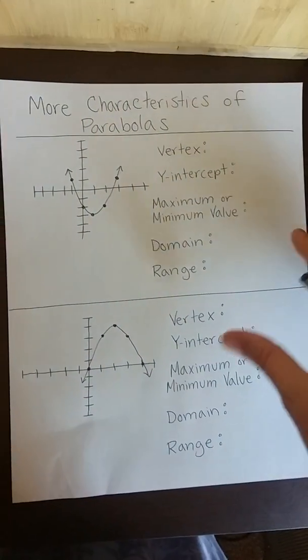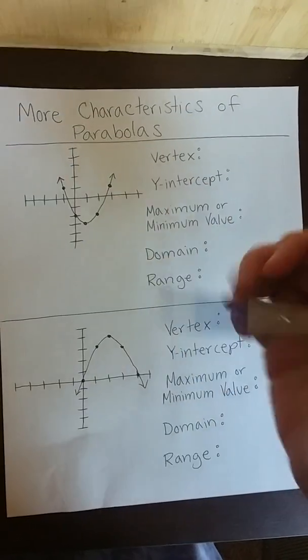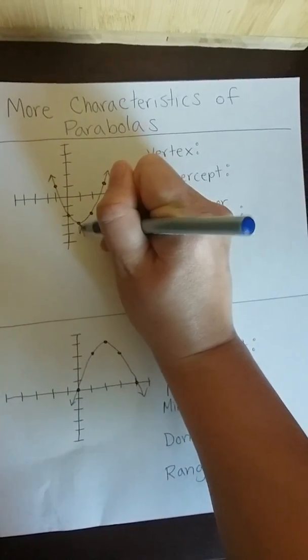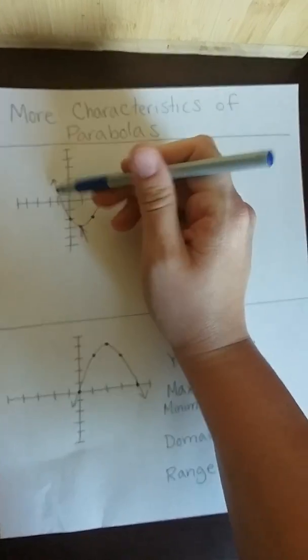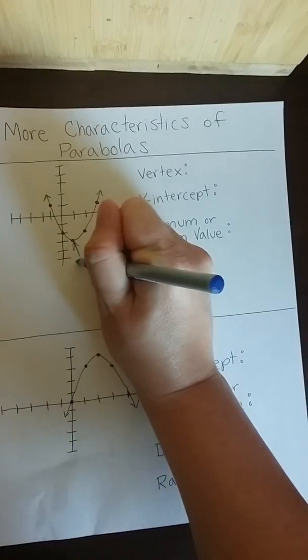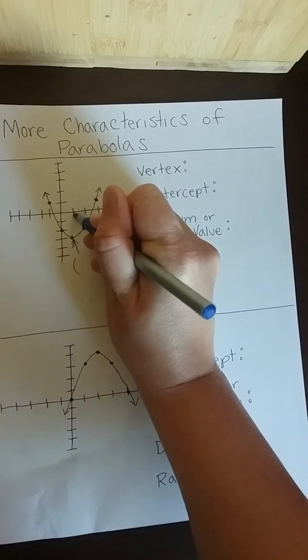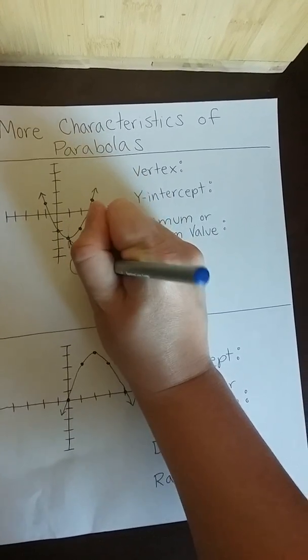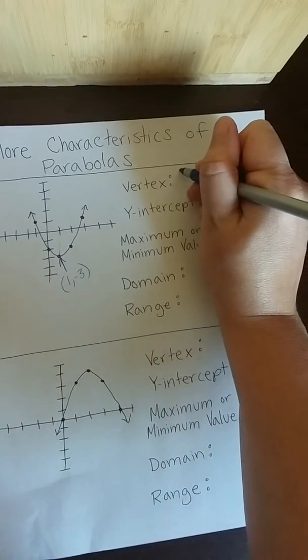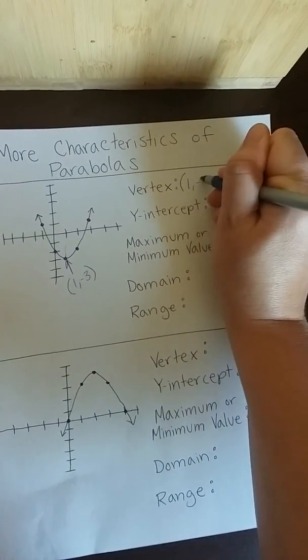The vertex, again, is the spot in the middle of our parabola, right here, where the graph changes direction. So it was going down, it switches, and now it's going up. In this particular problem, the vertex is (1, -3). So we're going to go ahead and write that as a point. There's our vertex.